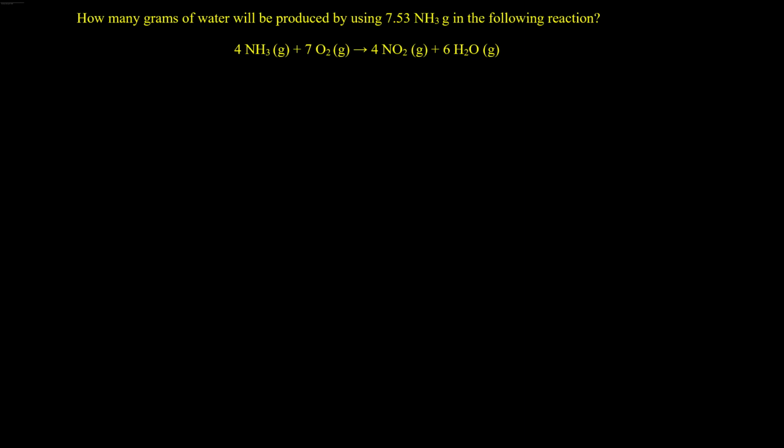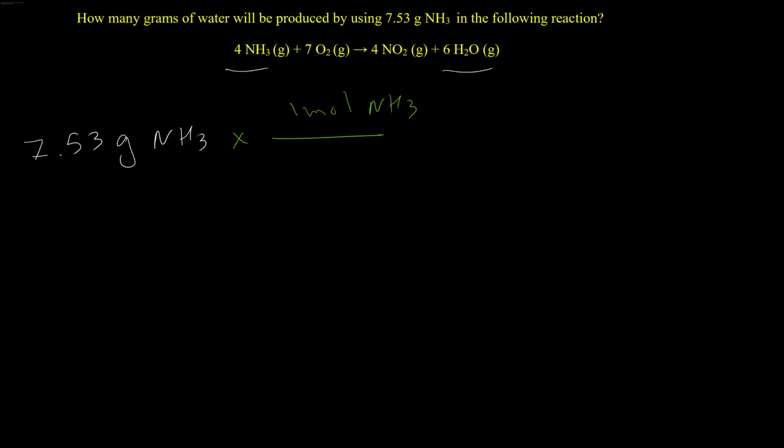Here is another example. It says how many grams of water will be produced by using 7.53 gram of ammonia in the following reaction. So we have a balanced equation and we have the value of reactant. We would like to calculate the value of product, which means water. 7.53 gram of ammonia, we need to convert it to mole. 1 mole ammonia is equal to how many gram ammonia? This problem doesn't provide this information, so we need to calculate the molar mass of ammonia by ourselves.